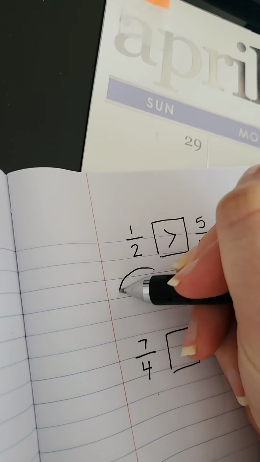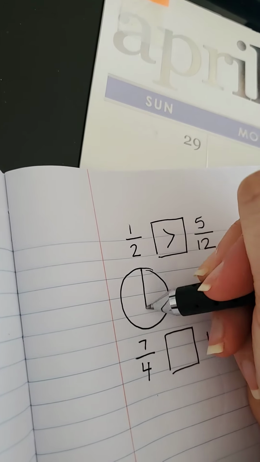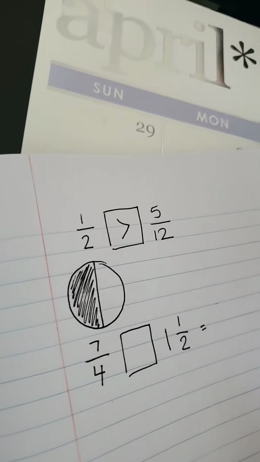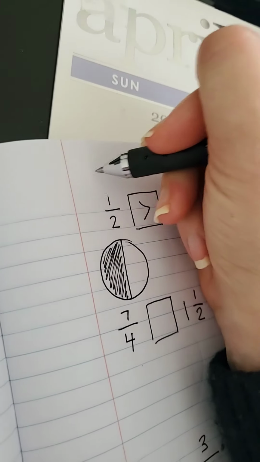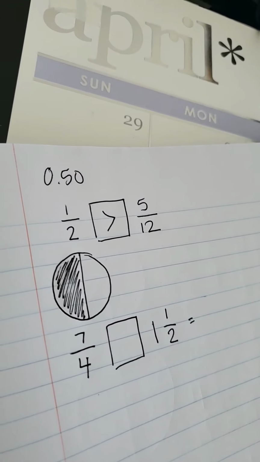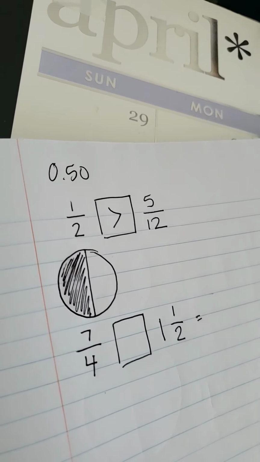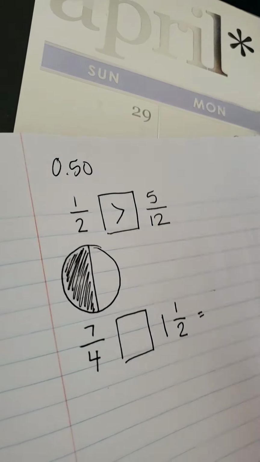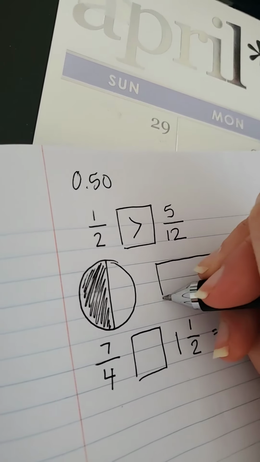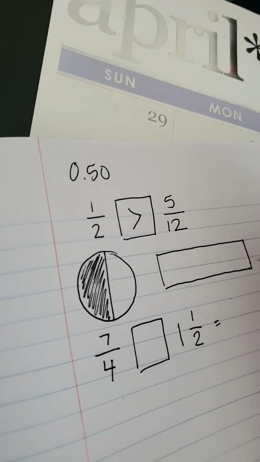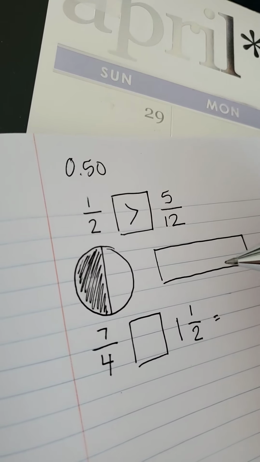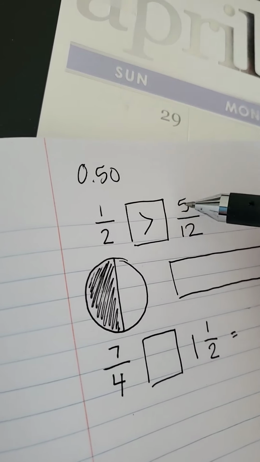If we think about a fraction 1/2, I have two pieces here, and one of them would be shaded. That's 1/2. Also, if we think about money, that's 50 cents. That's half of $1. What about 5/12? If I were to have a circle and separate it into 12 pieces, or even a rectangle, and color in 5 of those, that might help me get a visual of which one is bigger, 1/2 or 5/12.